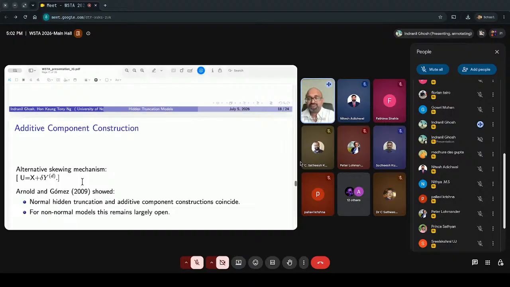In the sense of construction setup. But for non-normal models, it is not. I mean, they have conjectured. I haven't verified for all such models. I have checked with some of them, like Pareto and everything. But I didn't find anything to challenge those conjectures. Okay.